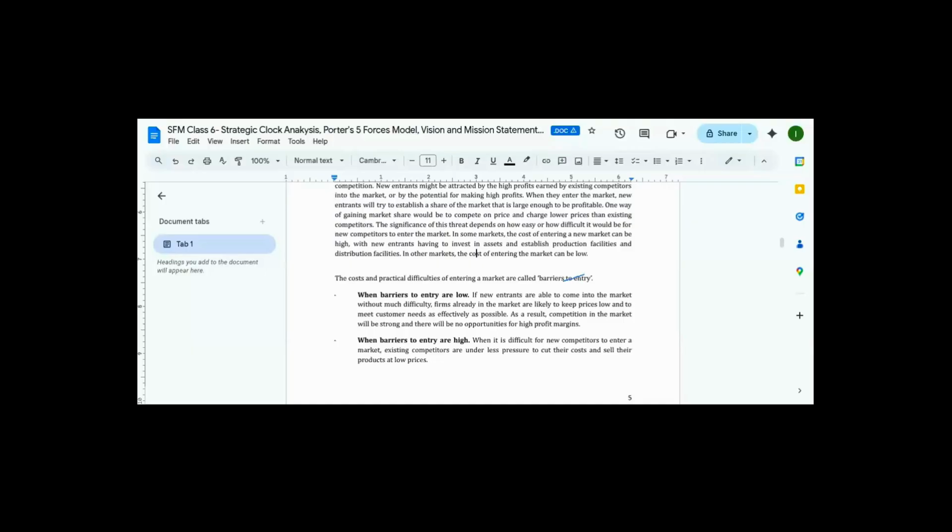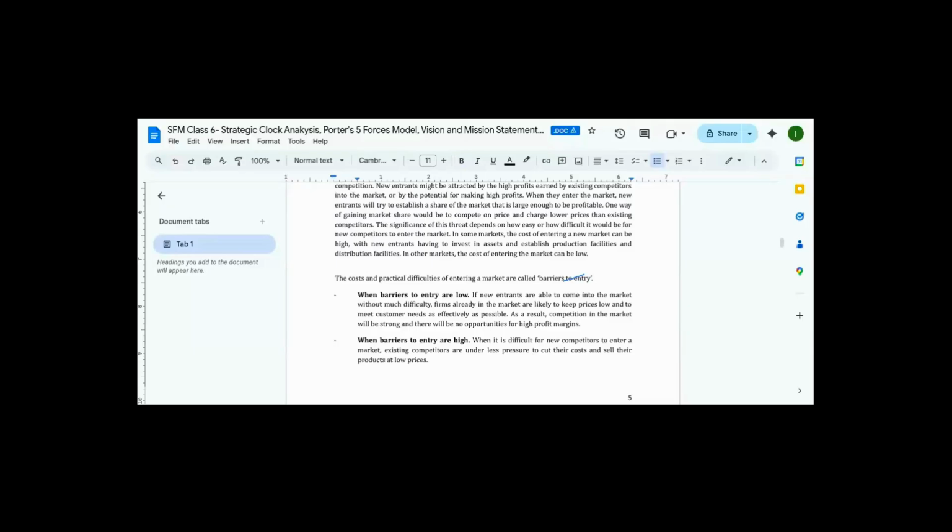And you can see, he said, when the barriers to entry are low, the new entrants are able to come into the market without much difficulty because of that low barrier.